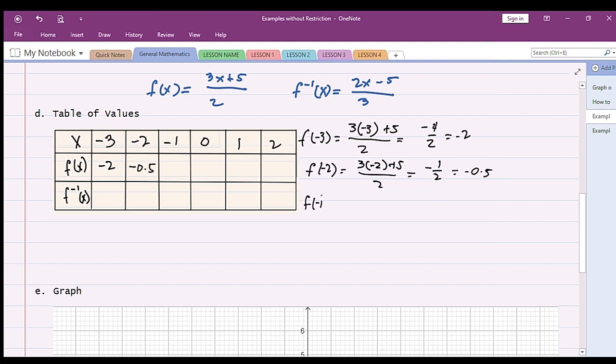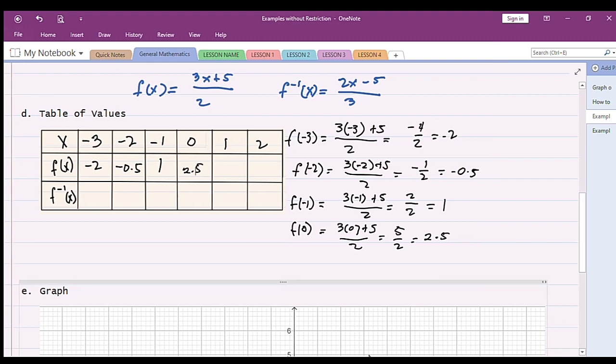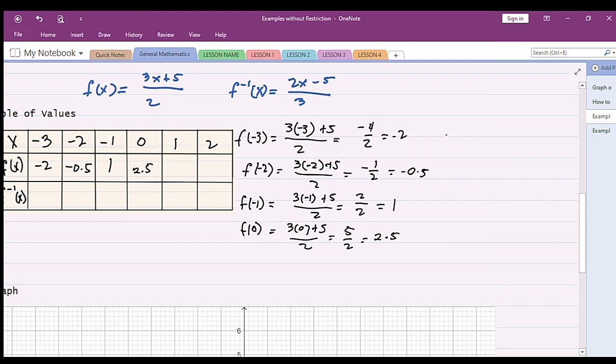And next we have f of negative 1. F of negative 1 is 3 times negative 1 plus 5 all over 2. So the result will be positive 2 in the numerator and 2 in the denominator, so we have 1. Okay, next is f of 0, which is equal to 3 times 0 plus 5 all over 2, which is 5 over 2, or 2.5. Next, we have f of 1, which is equal to 3 times 1 plus 5 all over 2. So we have 8 over 2, which is equal to 4.